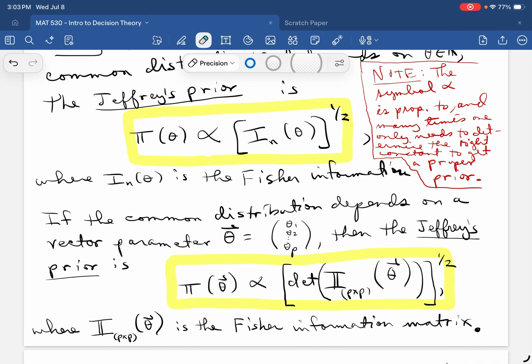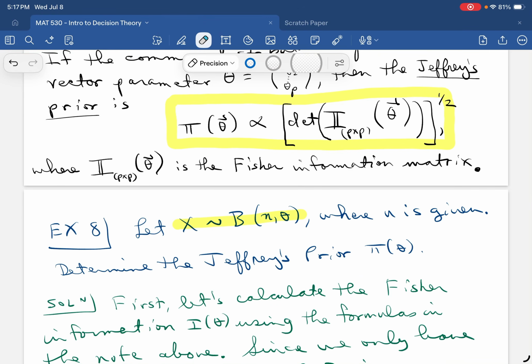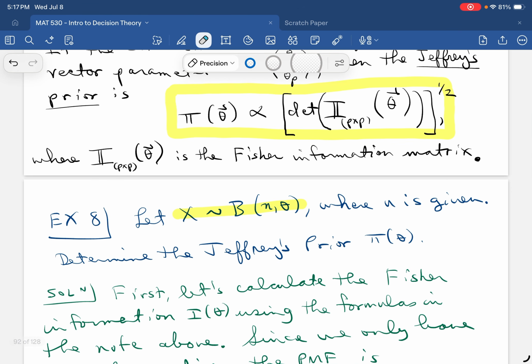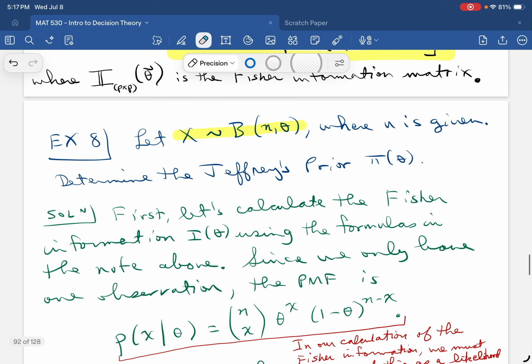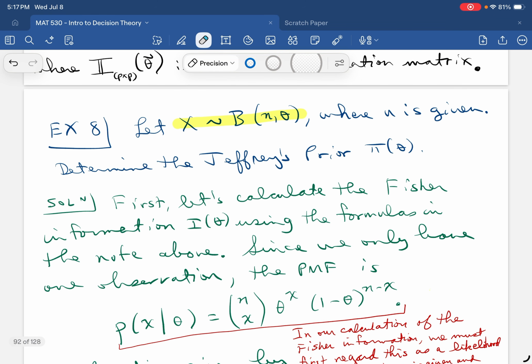In this example, we're going to be given one observation from a binomial distribution with parameters little n and theta. Here, theta is our unknown, and we're going to determine a Jeffreys prior for that theta. To do that, we've first got to calculate the Fisher information. Since we only have one observation, we look at the PMF, but we're going to consider x as being given and theta as our variable. So we're really looking at this as a likelihood function.